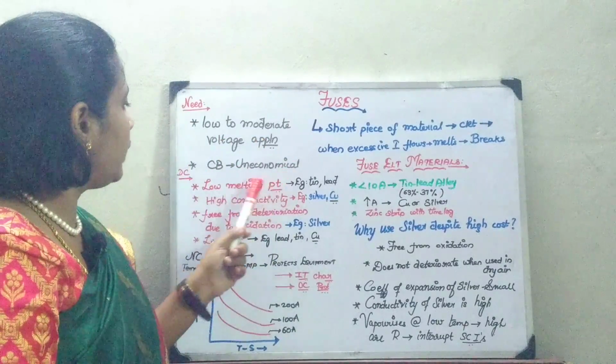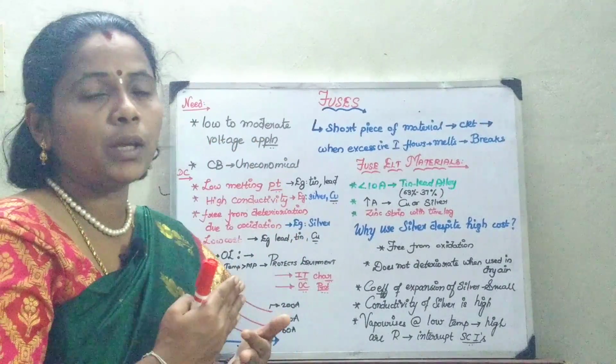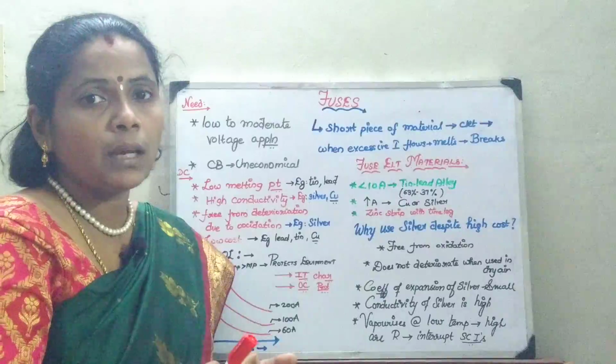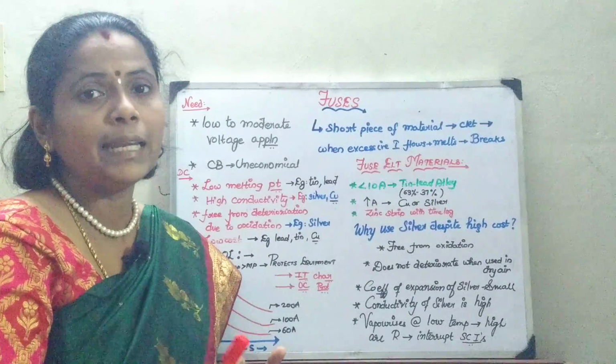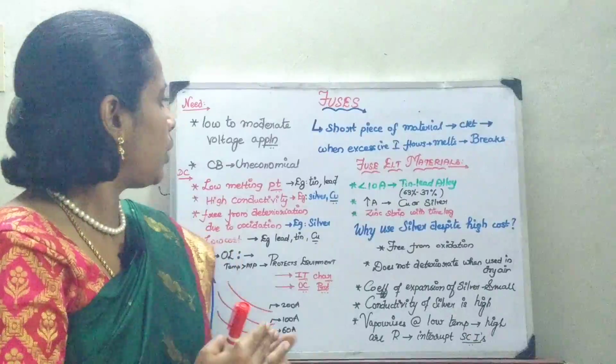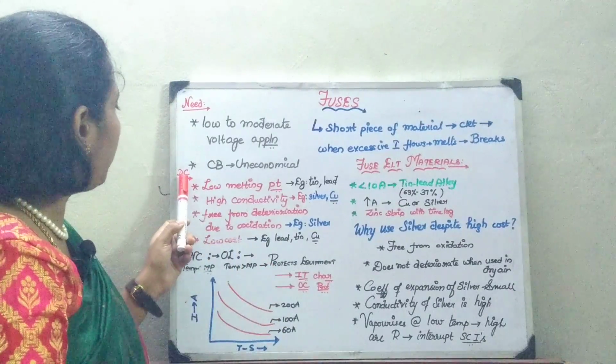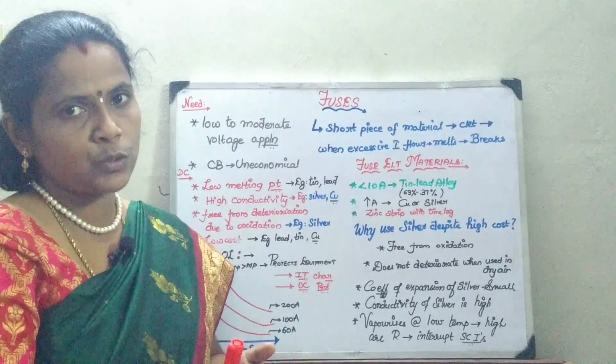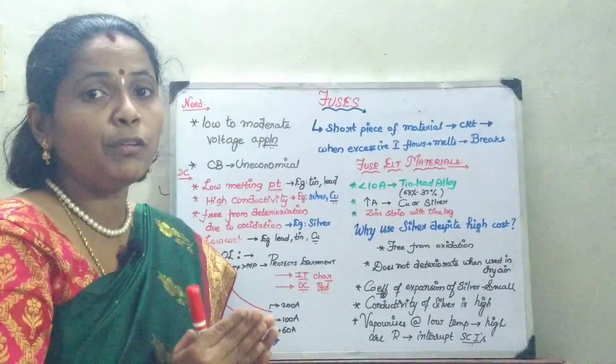Now, in places where a circuit breaker is not economical, you can use a fuse. Mainly it is used for low to medium voltage applications. So now we will move on to the desirable characteristics of the fuse. What are the characteristics of the fuse element?